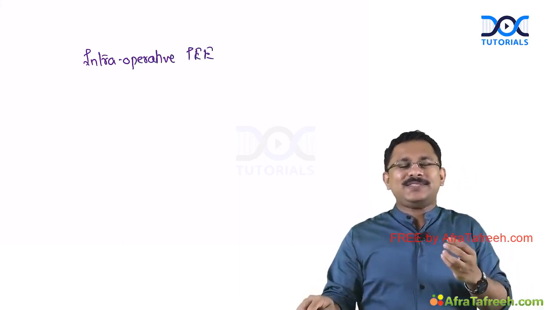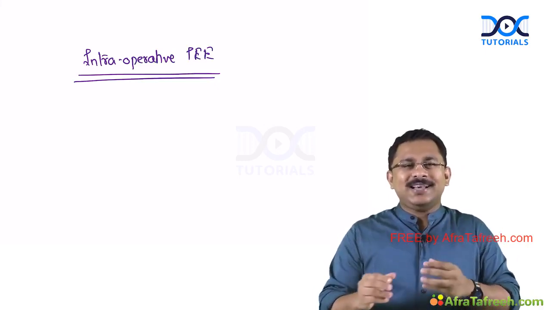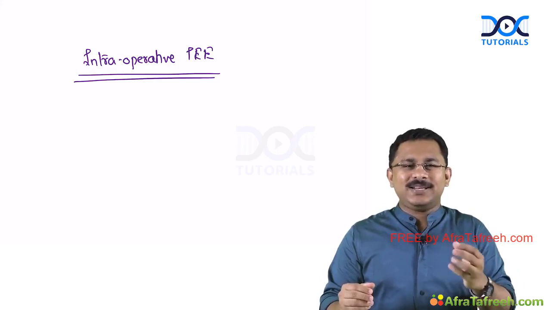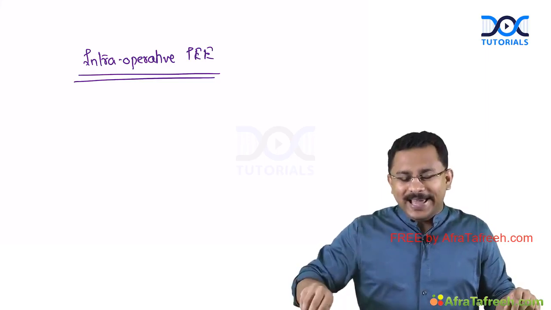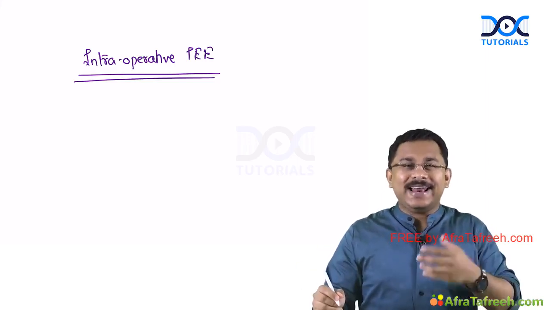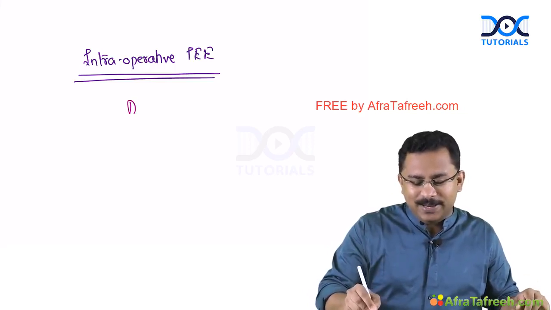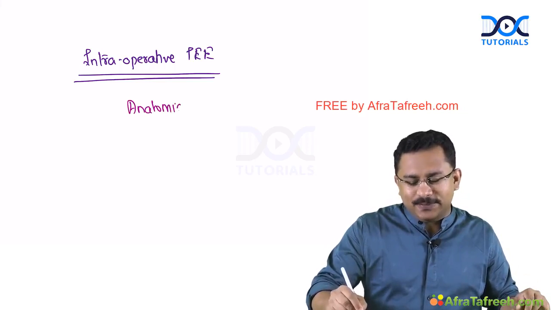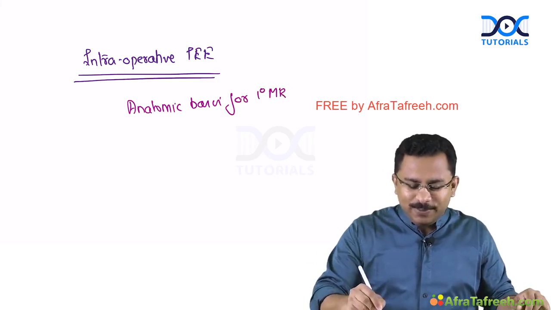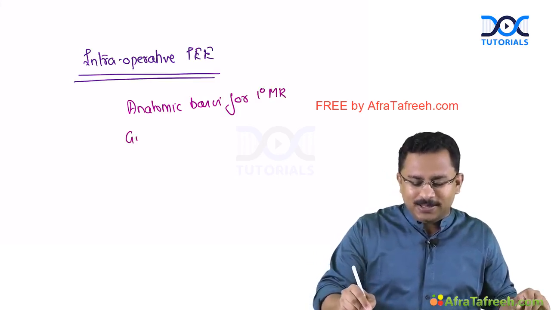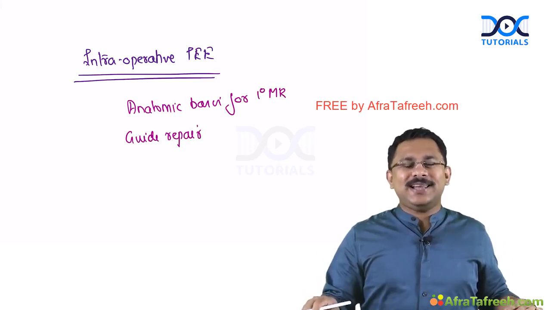So intraoperative TEE: in patients with severe primary mitral regurgitation who are undergoing a mitral intervention, you can go for an intraoperative TEE. This will help you establish the anatomic basis for the primary mitral regurgitation, and it will also help to guide repair. This is the utility of intraoperative transesophageal echocardiography.